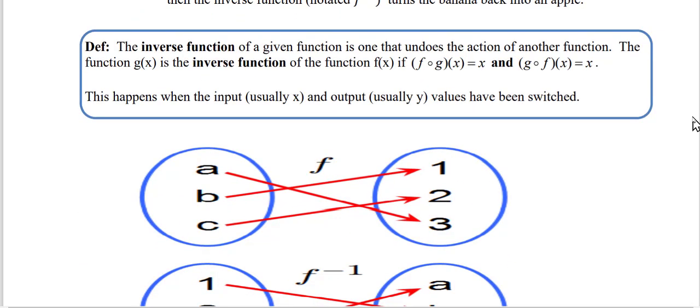Here's the formal definition of an inverse function. The inverse function of a given function is one that undoes the action of another function. Not really the formal definition there, but just to give you an idea. The function g of x is the inverse of the function f of x if f composed with g of x is x and g composed with f of x is x. That's why we needed that composition of functions in the last topic. This happens when the input, usually x, and the output, usually y, values have been switched.